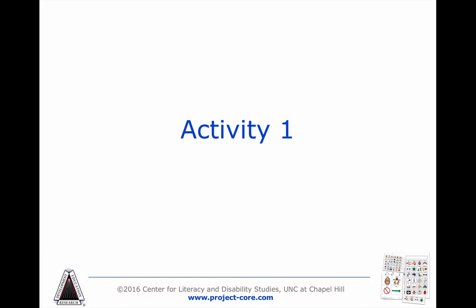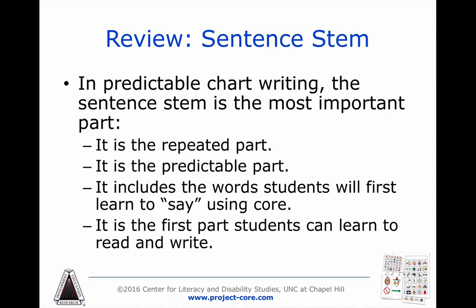Remember, in predictable chart writing, the sentence stem is the most important part. It is the repeated, predictable part that we expect students to learn. Some students are learning to say the words using their core vocabulary communication systems. Other students are learning to read and write the words. Repeating sentence stems with different topics and words to complete the sentences increases the chances that students will learn to say, read, and/or write the words.